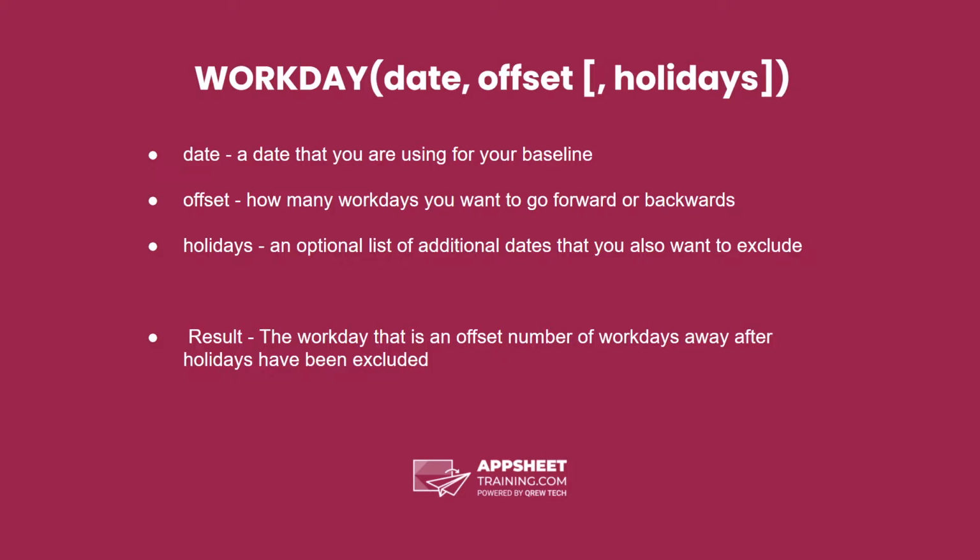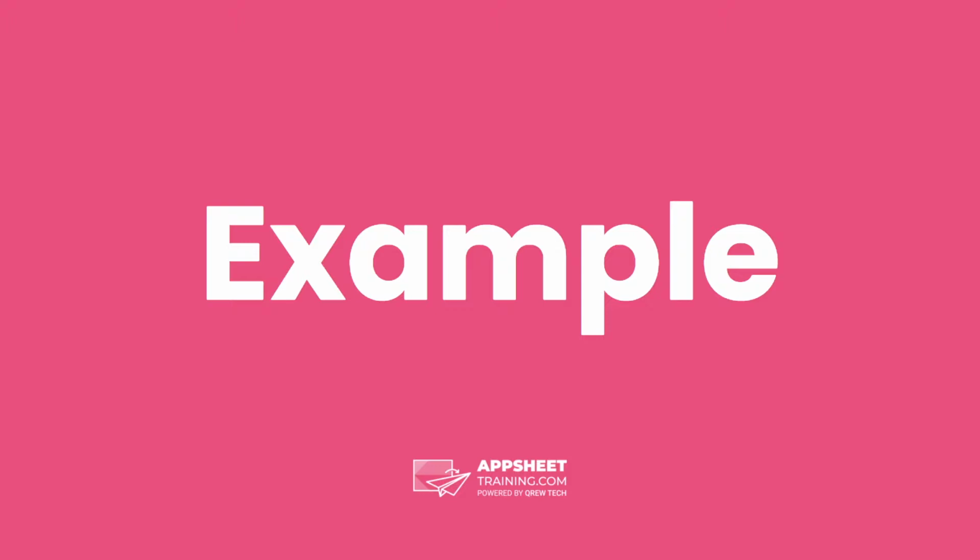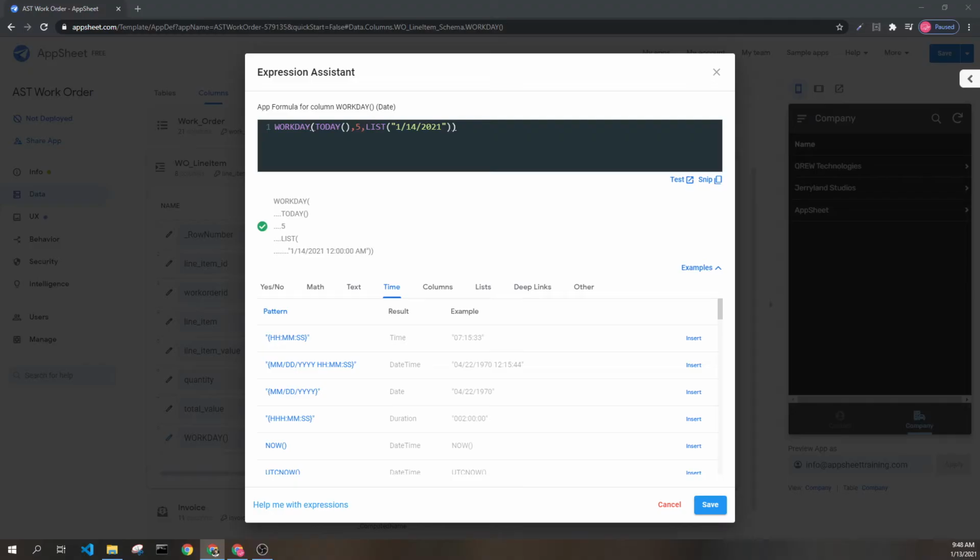The first is a date that you are using on your baseline. Next is the offset, which is how many workdays you want to count either forwards or backwards. Third is an optional list of additional dates that you want to exclude. The result is the workday that has been offset from the original date after excluding all holidays. This can be confusing, so let's look at an example.